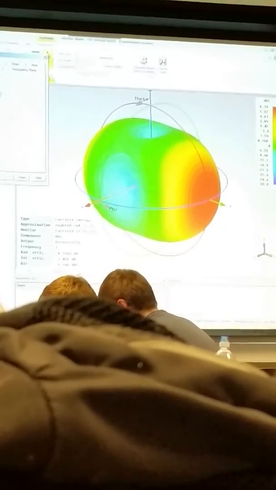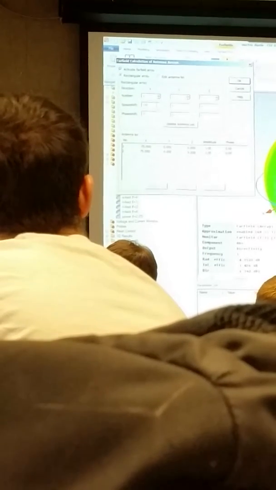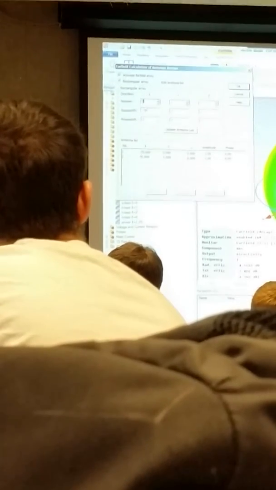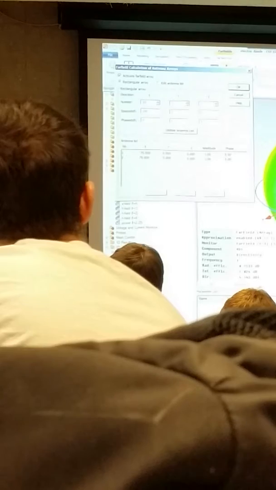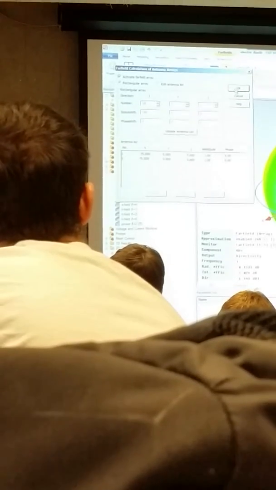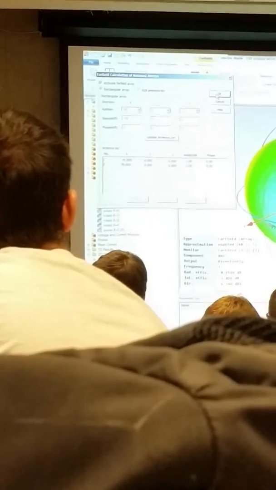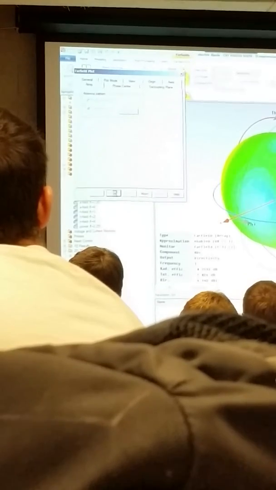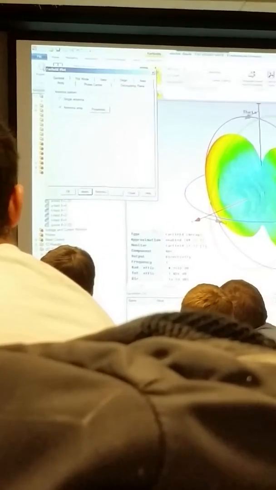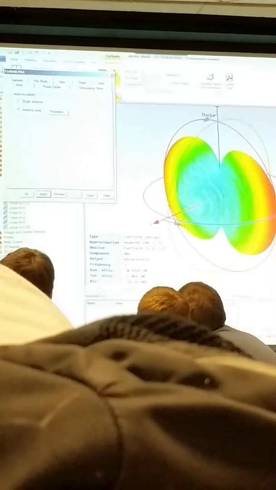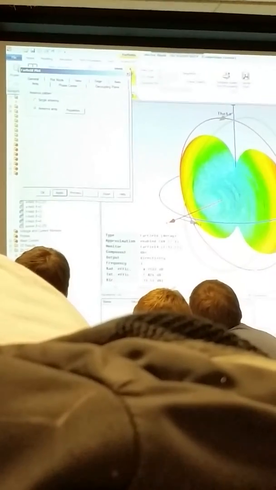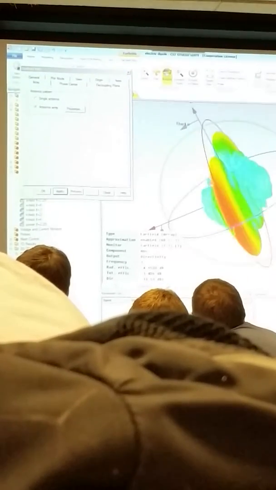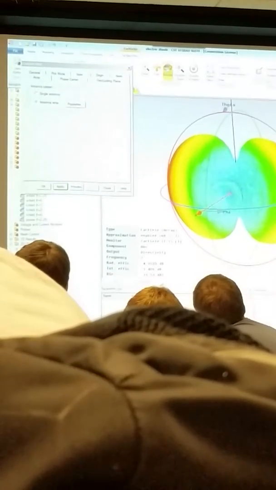Let's take this ball and run with it. Let's say we want to do even more, and then we'll put 10 along there. And we'll say, okay, apply. And now we get quite a bit more directivity. Let's close this. See, that's pretty directed now.